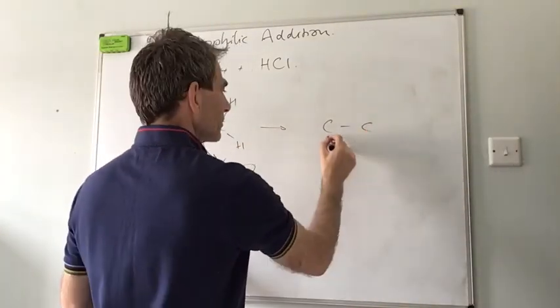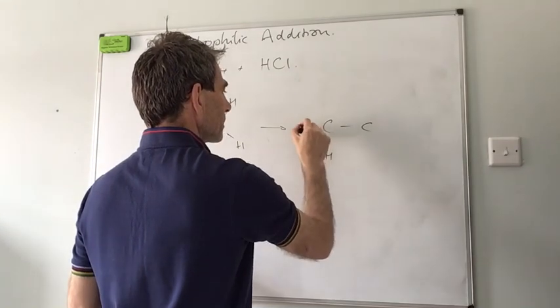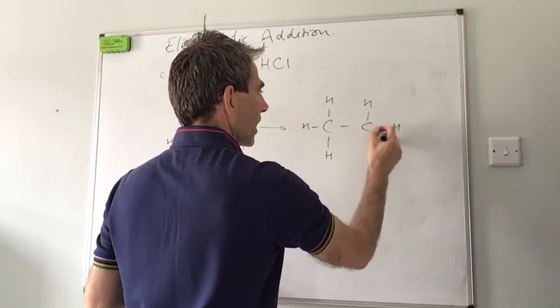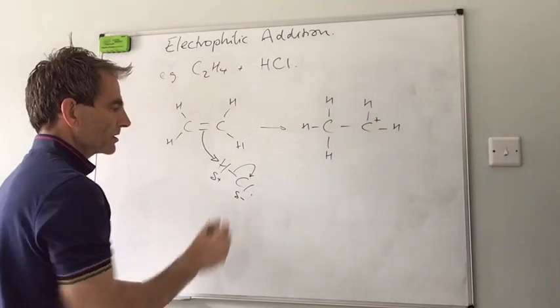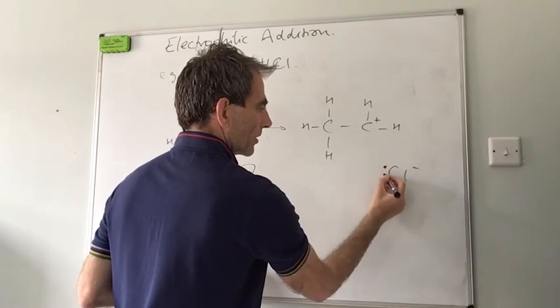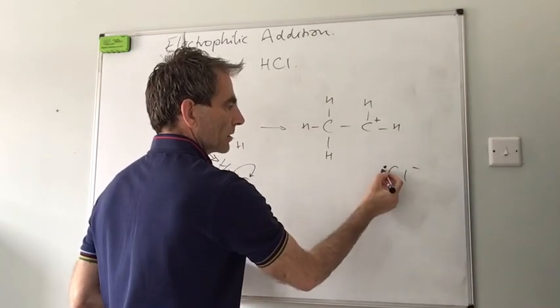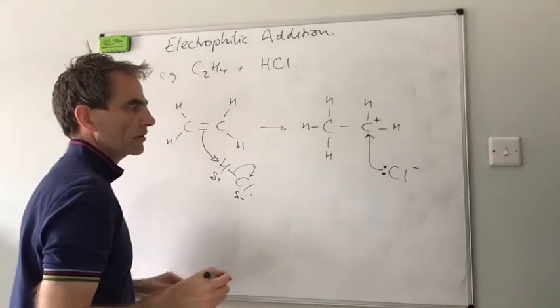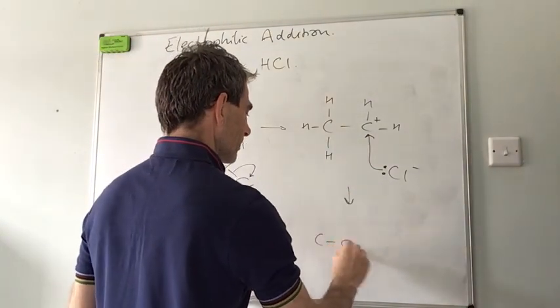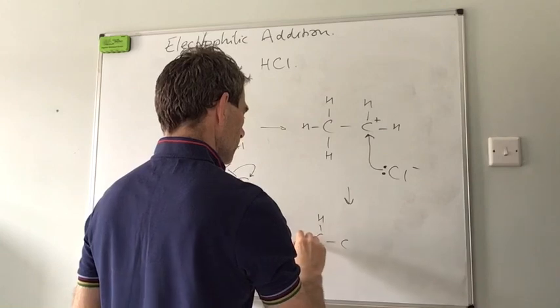So I'm going to put the hydrogen on this carbon here, and that's got a positive charge on it. That chlorine, it's a negative charge. There's the pair of electrons that we're going to bring in to form that covalent bond. And so the final product would look like this.